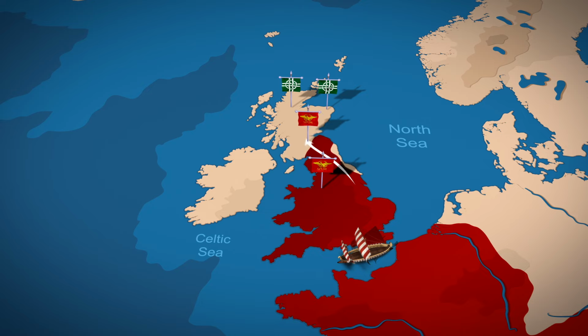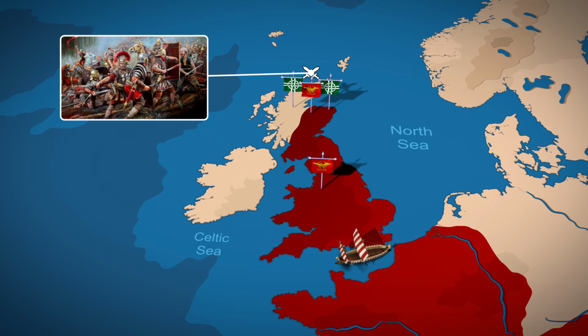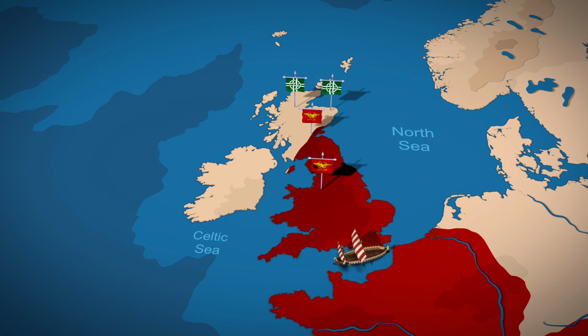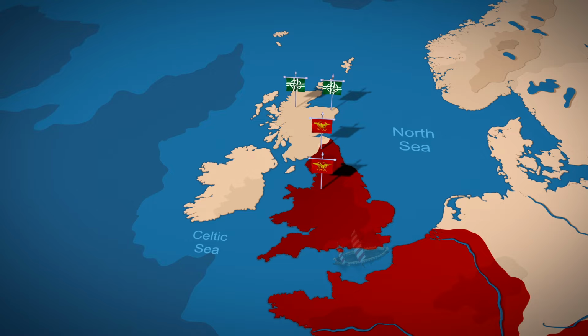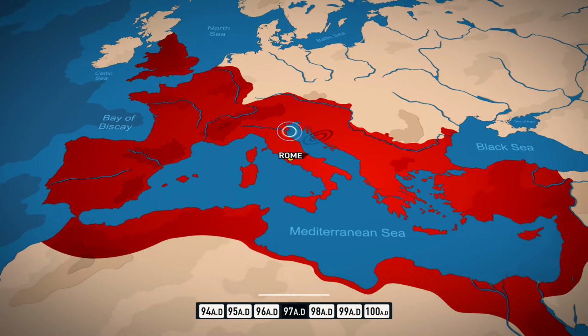However, the proud British Celts put up a desperate resistance, waged an unstoppable guerrilla war, massacred countless Roman lieutenants, and managed to push the Romans back to the northern borders of modern England. The Roman Empire reached its greatest size during the reign of Emperor Trajan.